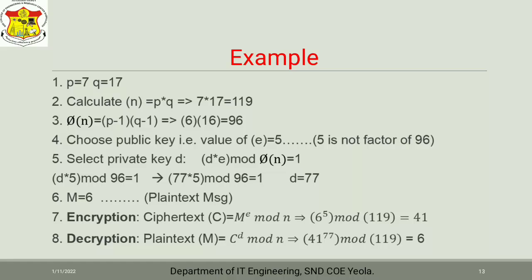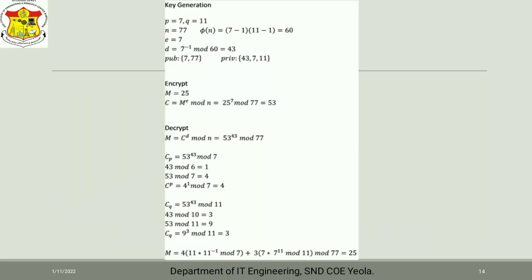After decryption, to find out the plain text message, we have the formula m is equal to C raised to D mod n. Substitute all the values C, D and n. We will get the value of plain text message, that is m equal to 6. Next example. Select two prime numbers. Here P is equal to 7, Q is equal to 11.